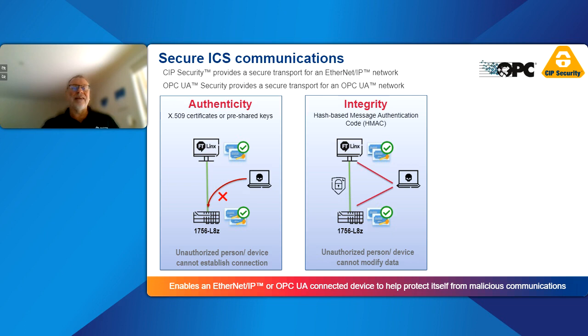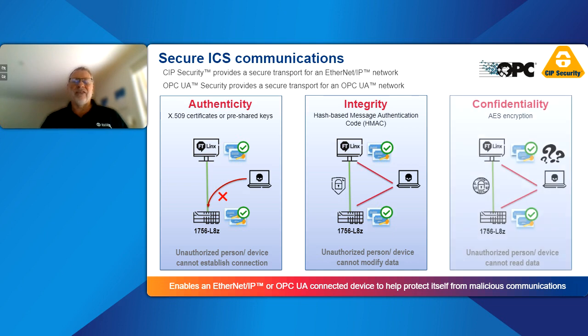So integrity will cause the receiving device to reject anything that has been altered. Any packet that has been altered is rejected, and any packet from an unknown identity is rejected. Okay, and the last area is confidentiality.